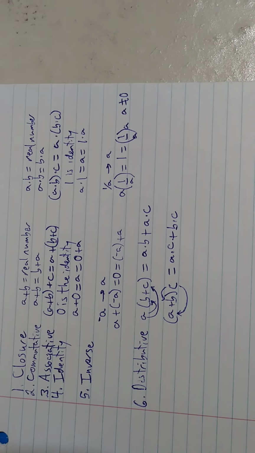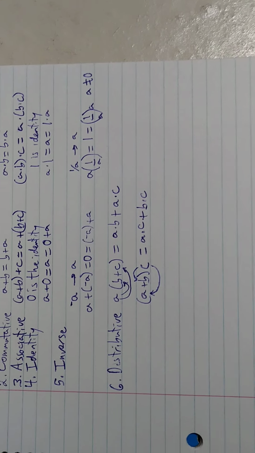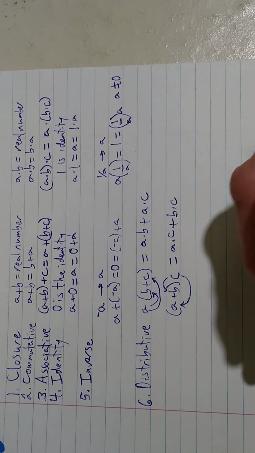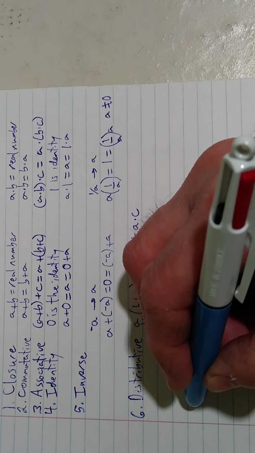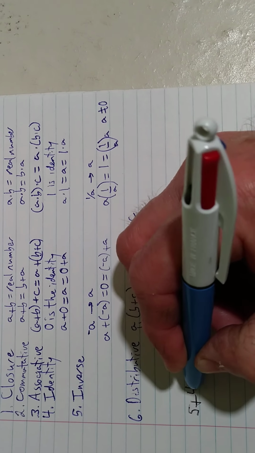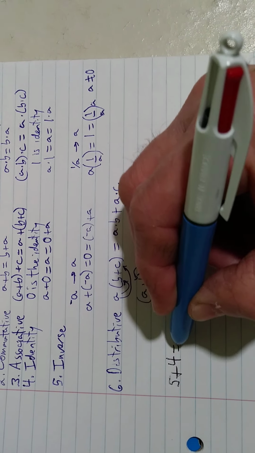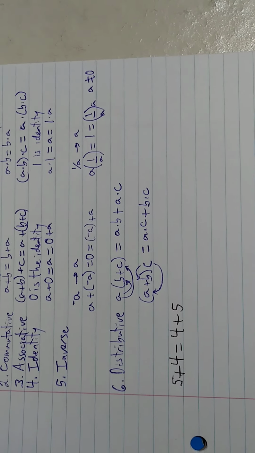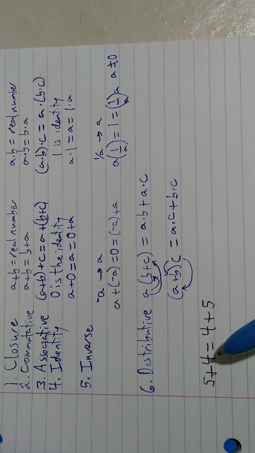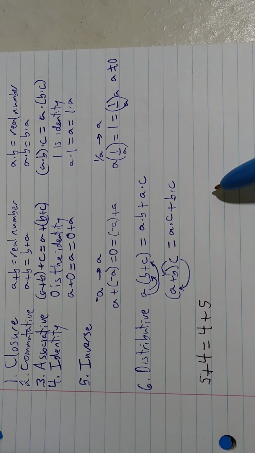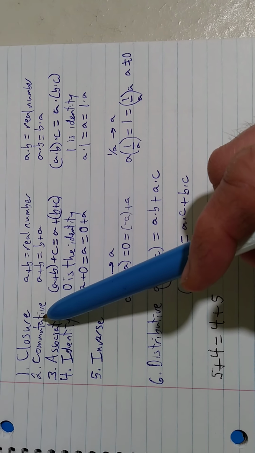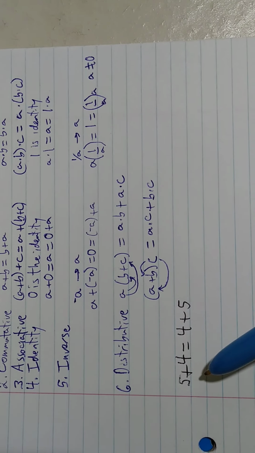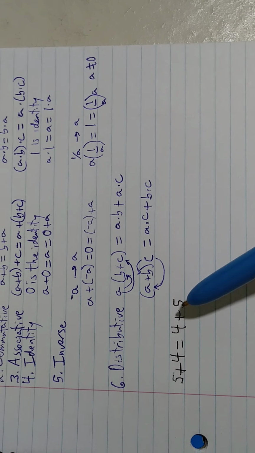Okay, so now we're just going to go over some examples of the properties here, and see if you can guess what property these examples illustrate. So we'll go with 5 plus 4 equals 4 plus 5. So what do you think that would be of the properties here? Yeah, so that would be the commutative property. A plus b equals b plus a. 5 plus 4 is the same as 4 plus 5.